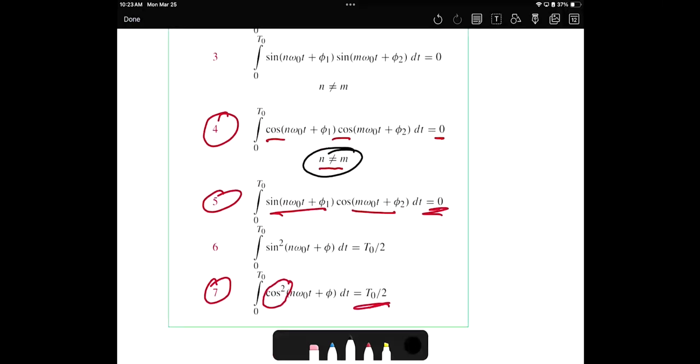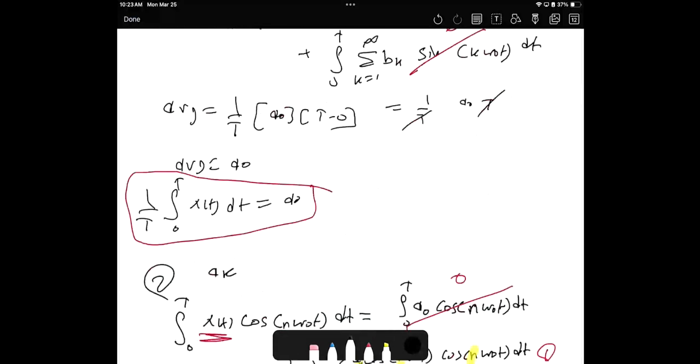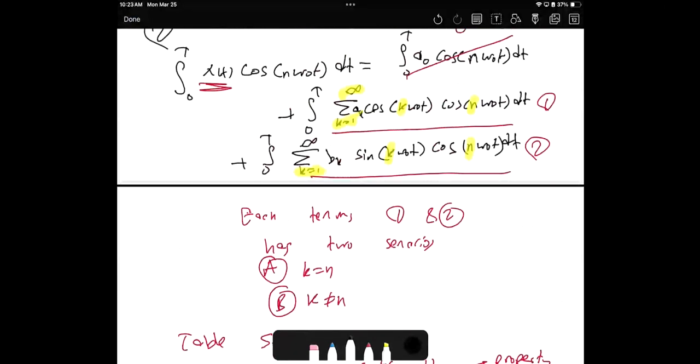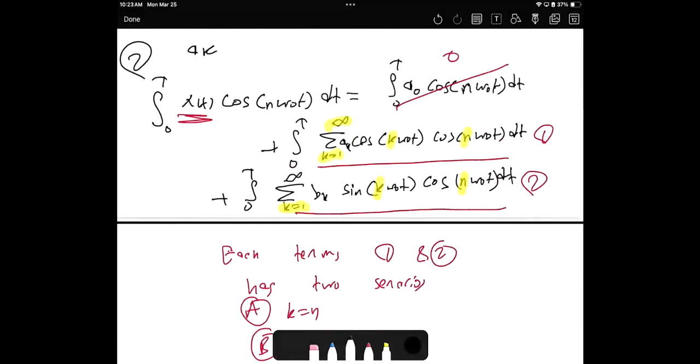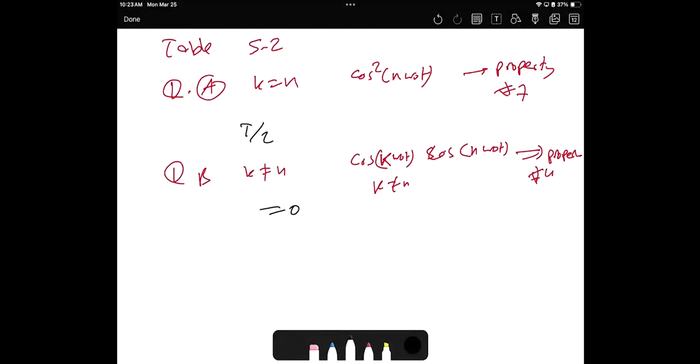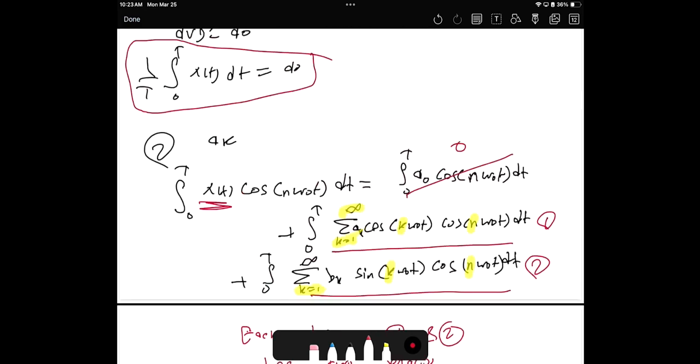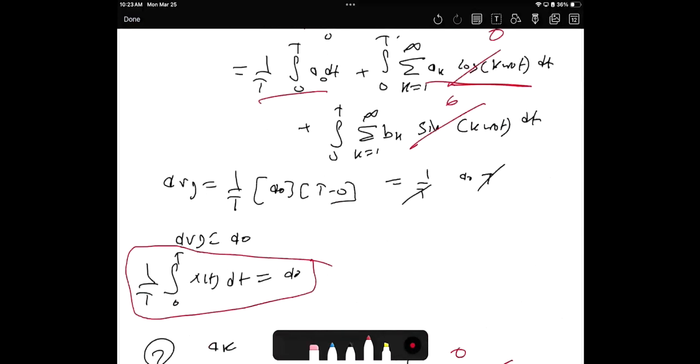Then sine and cosine, this is the second term, it will be 0 no matter if k equals n or not. You see, term 2 will be 0 no matter if k equals n or not. So in case number 2, a and b, either k equals n or k does not equal n, both of them will be 0, using property number 5.